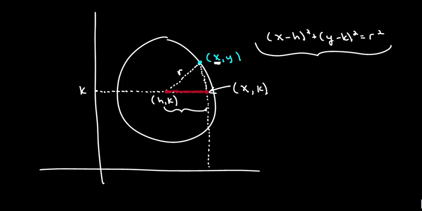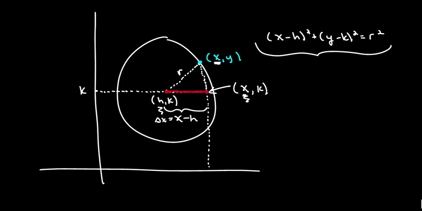So the length of the red line is the difference between the x values. So the length is x − h. Now, if you're really concerned about that and you want to make sure, what if x is not more than h? We could put absolute values around it. It's not going to matter because in a minute we're going to be squaring it. So we've got x − h. That's this distance right here, what we call our delta x.